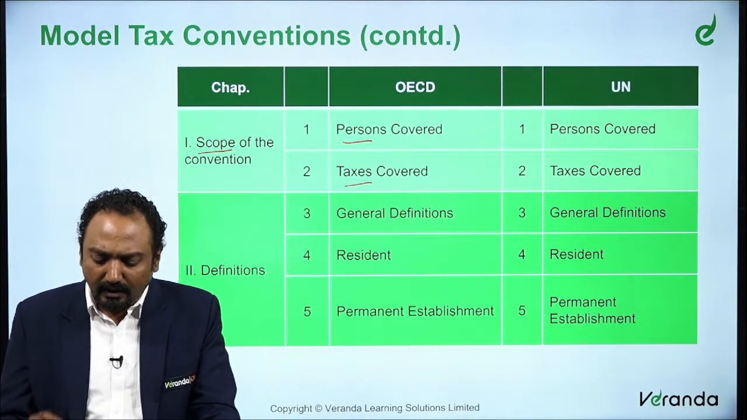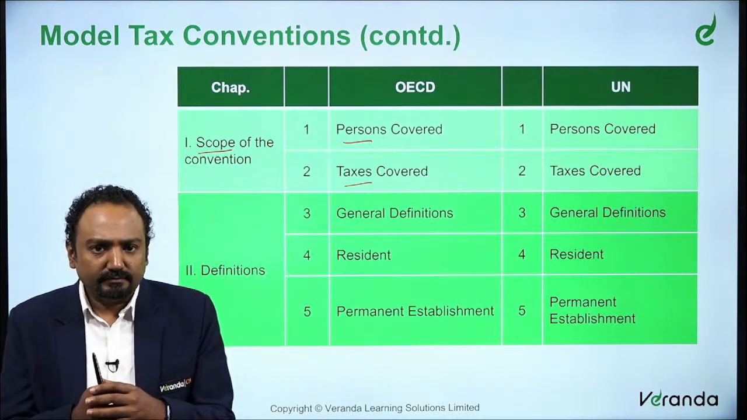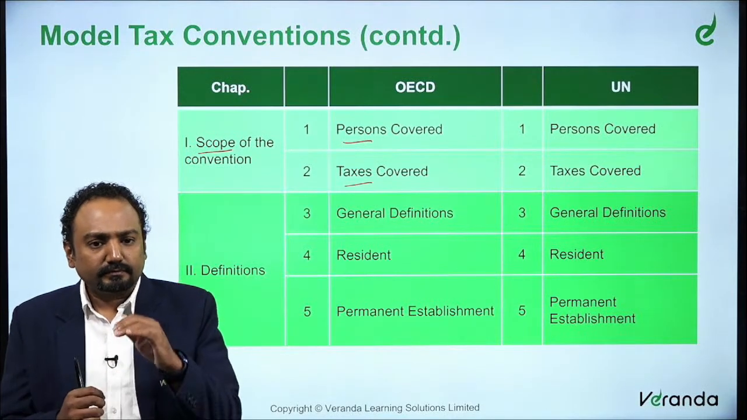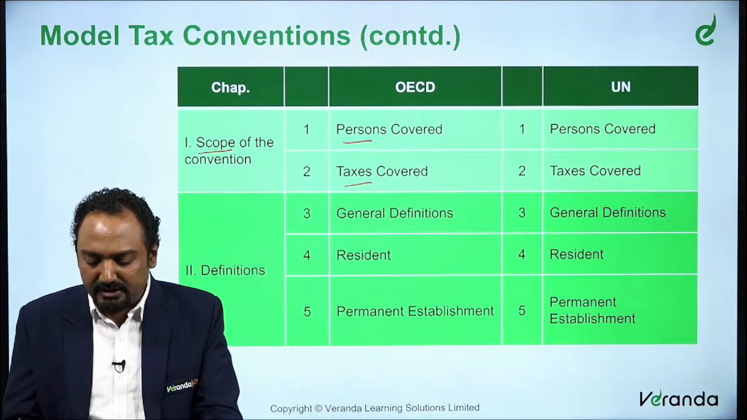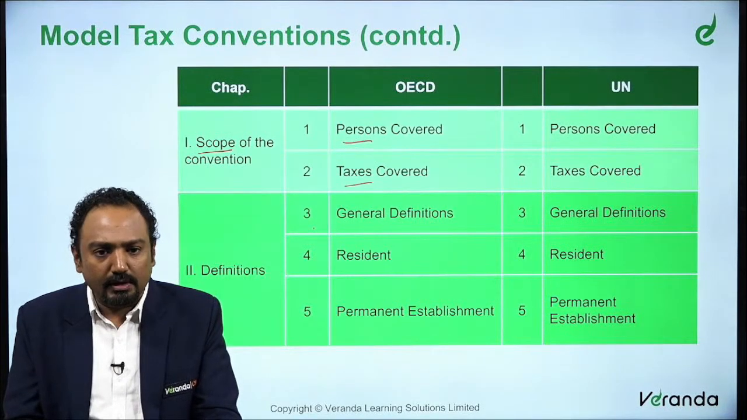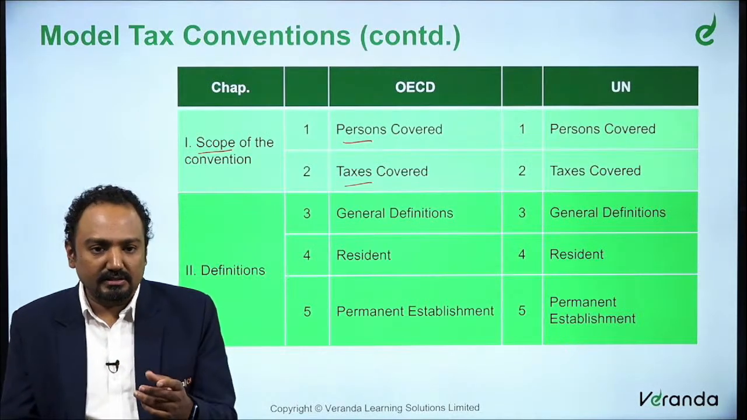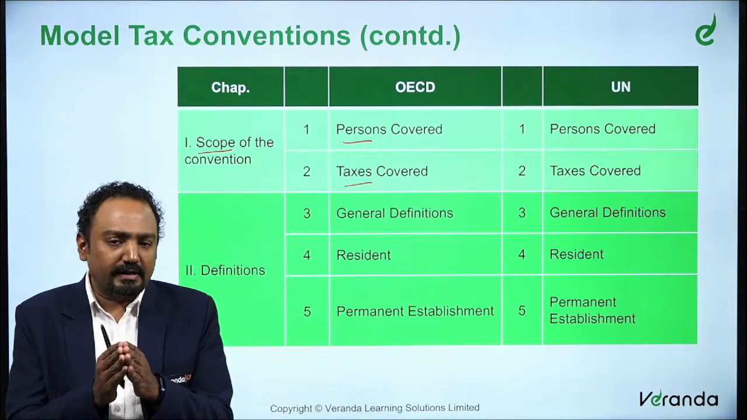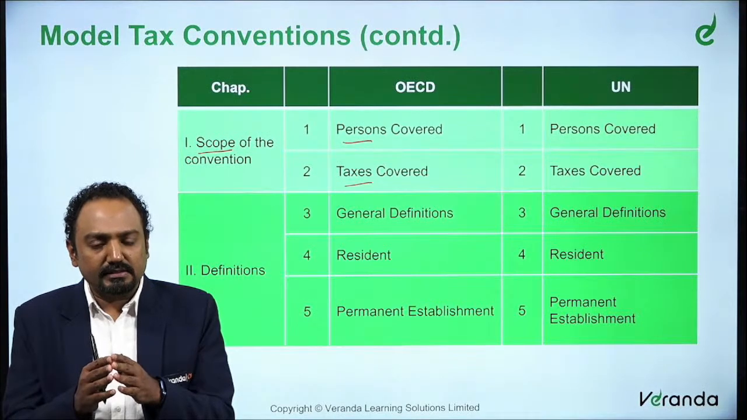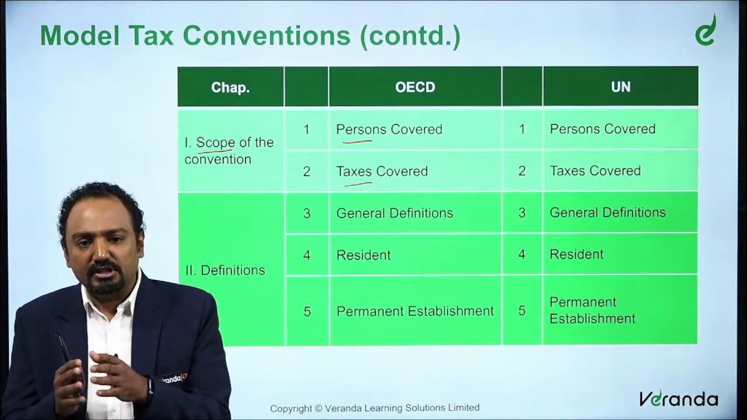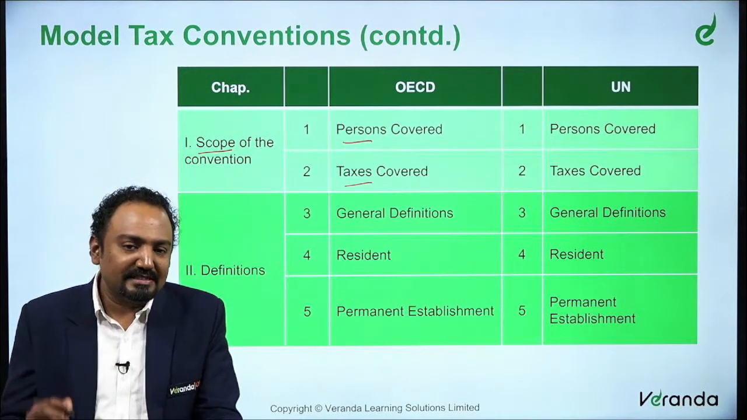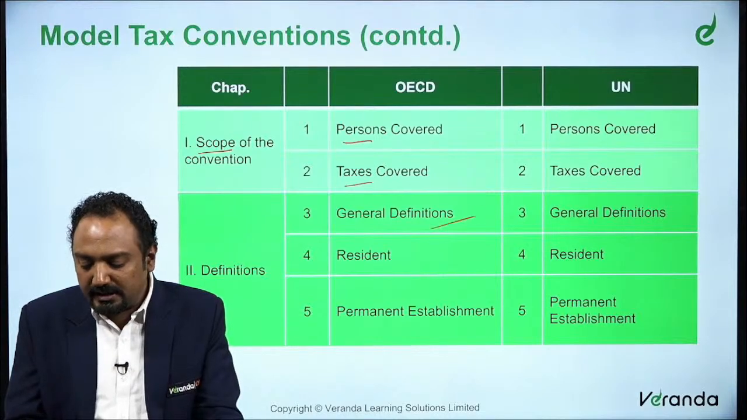The second section, that is the second chapter, is about general definitions. So the third one here talks about what are all the definitions discussed. In a particular treaty, you might have various definitions for each of these. So those definitions are discussed here in general definitions.